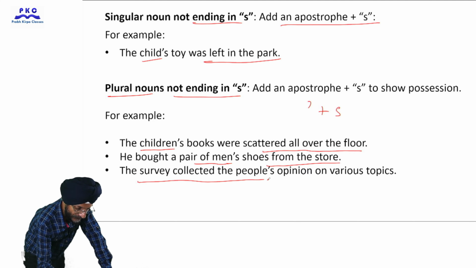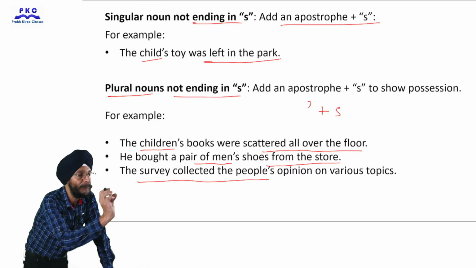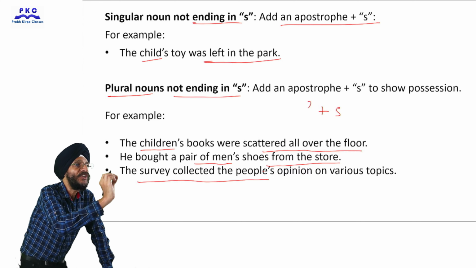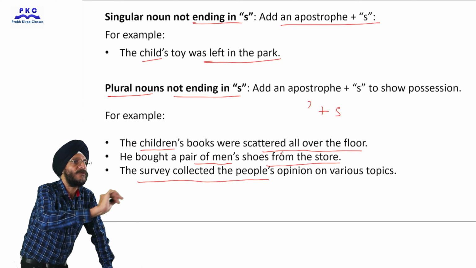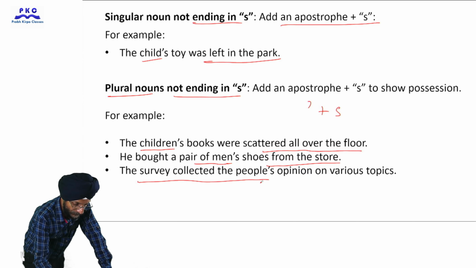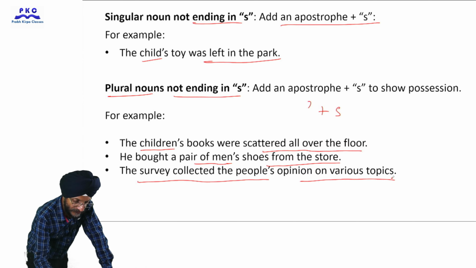The survey collected the people's. Here the word people ends with e and not s. So here we have added apostrophe plus s to show possession. The survey collected the people's opinion on various topics.